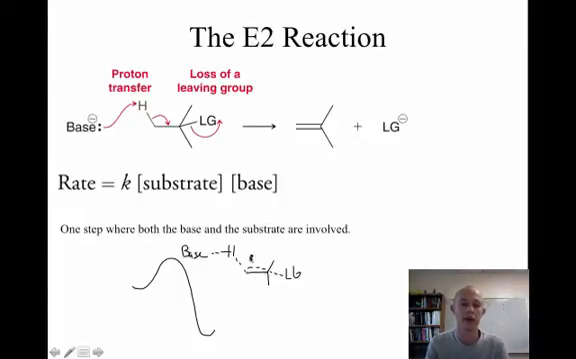What I really want to point out to you, though, is that it's going to be helpful to remember the fact that we're partially forming an alkene, or a pi bond, in the transition state. Once we know that we're forming a pi bond in the transition state, that's going to help us understand the kinetics of elimination reactions.